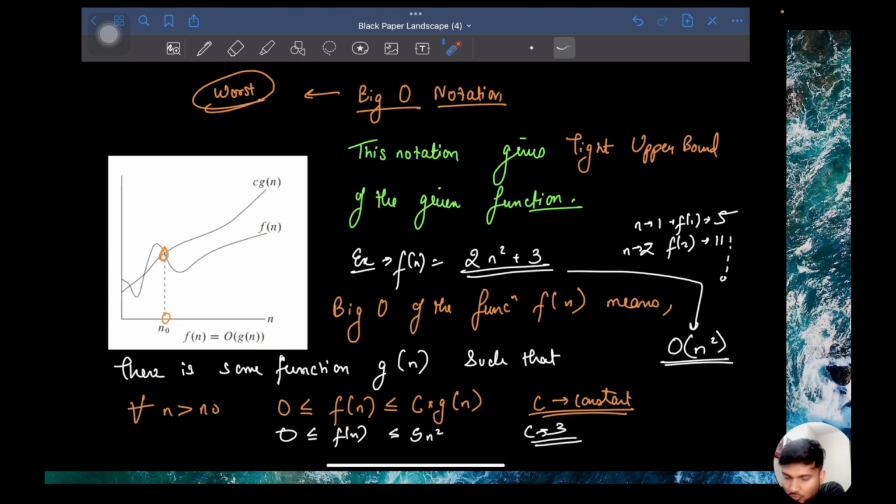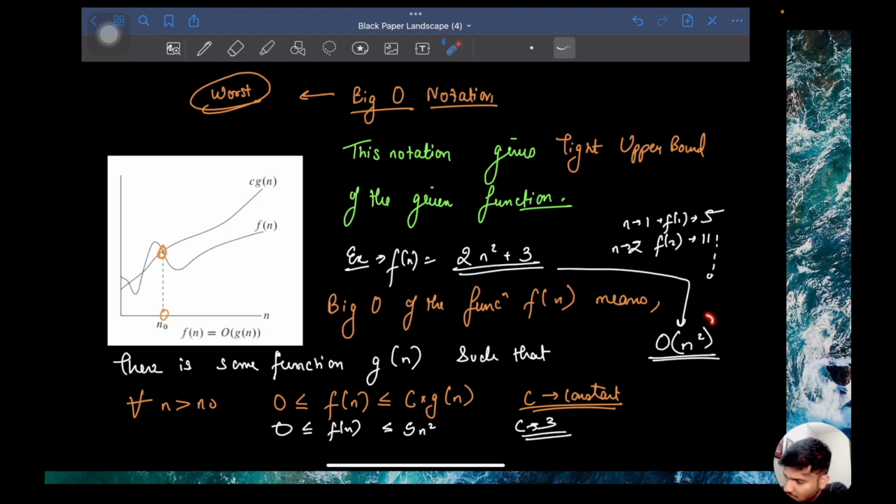So if you are comparing two algorithms, you can just compare based on their big O notation. That's for the worst case. So whenever we are doing worst case analysis, big O notation will make sense. We will do some more problem solving around big O notation to understand how exactly worst case analysis is done. But this is all about the big O notation.